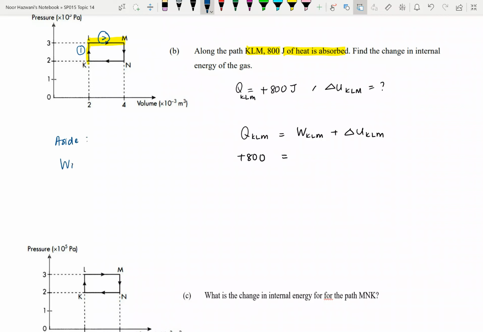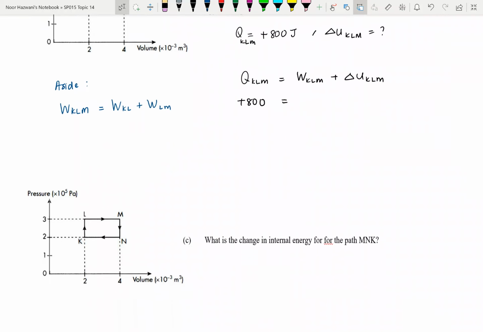So, work done KLM is equal to work done KL plus work done LM. And then you know that KL is the process which happens at constant volume. Therefore, the work done for KL is 0. Okay, and then we are going to calculate work done for LM. So, work done for LM, we just use the equation. Okay, so this one is 0.